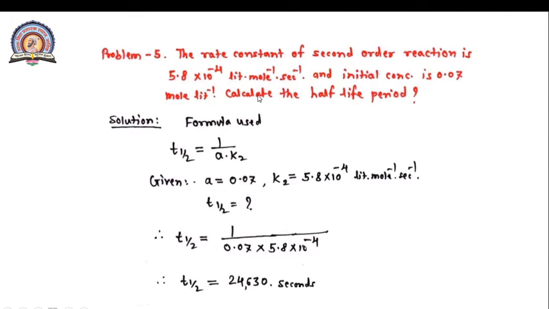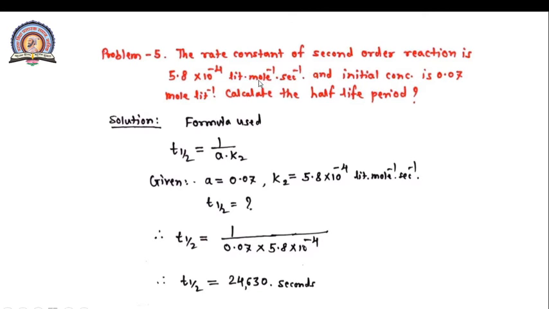Then problem number 5, the rate constant of a second order reaction is 5.8 into 10 raised to minus 4 liter per mole per second, and the initial concentration is 0.07 mole per liter. Calculate the half-life period. Now here the rate constant of the second order reaction is given, the initial concentration is given, and find out the T half.